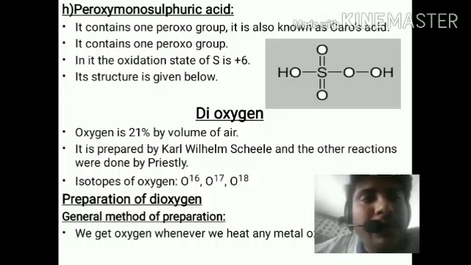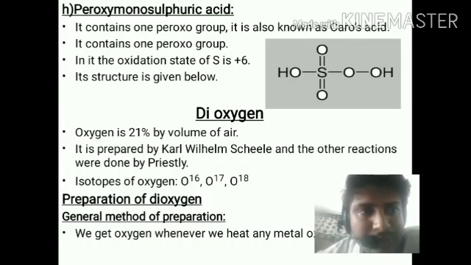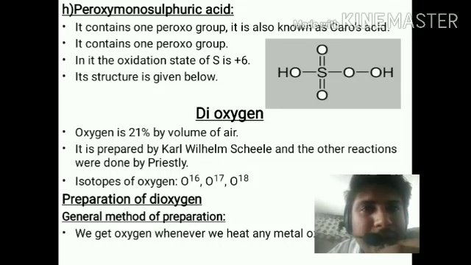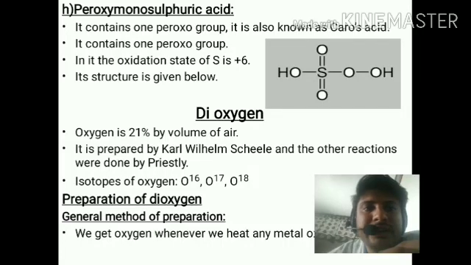Now another compound is dioxygen. The formula of dioxygen is O2, and it is present at 21% in the atmosphere. It was prepared by Scheele, and the other reactions were done by Priestley. The isotopes of oxygen are O-16, O-17, and O-18. Three isotopes of oxygen are present.